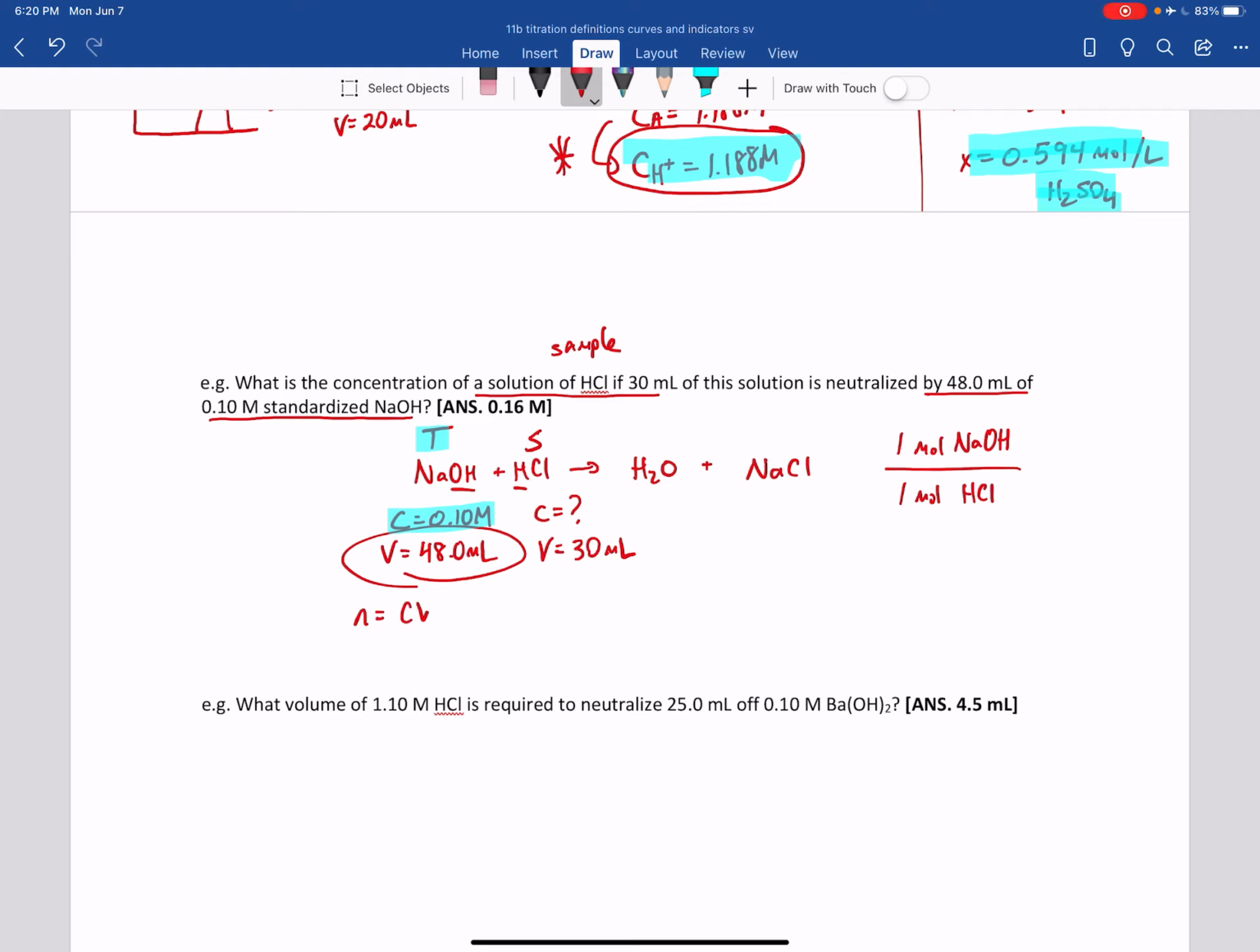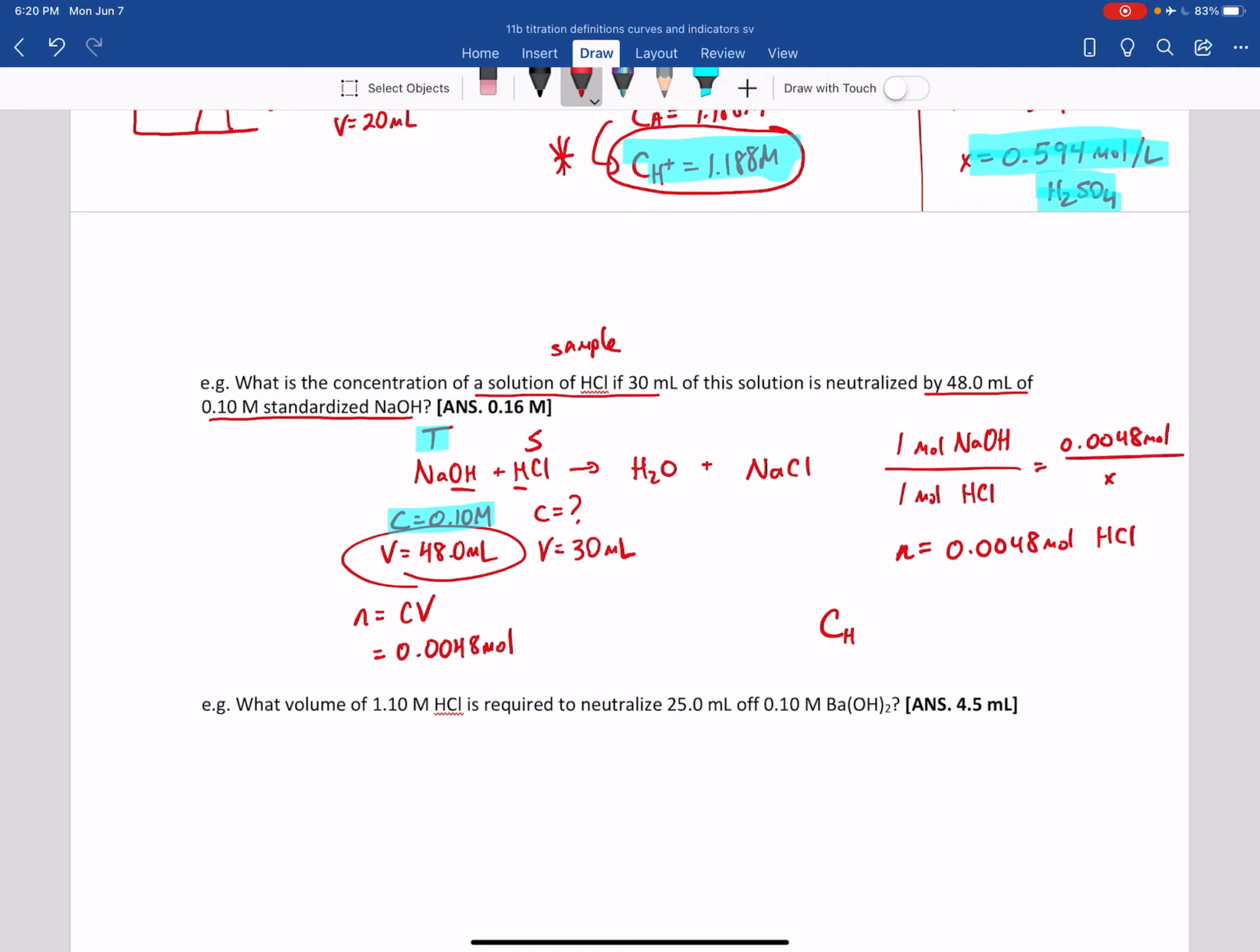So moles are equal to concentration times volume. Here we need to convert it to liters, however, because there's nothing to cancel out. So 0.1 times 0.048, and we've got 4.8 times 10 to the negative 3 moles. Now by knowing that, and this is more universal, we can determine the number of moles of HCl. So the moles of HCl are 1-to-1. When we isolate, they'll be the same. That's back from our stoichiometry.